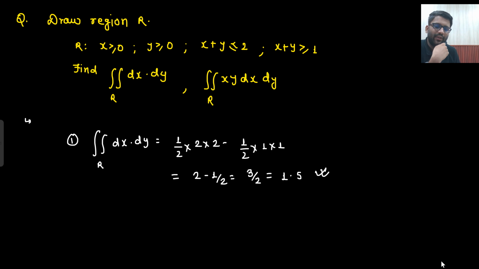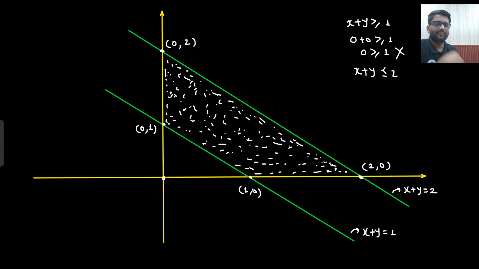Now for the second one, you need to choose the strip. So let's solve the second one here: xy dx dy. What you need to do is choose the strip now. Which strip will I take? Vertical strip I will take. So this vertical strip I am taking.